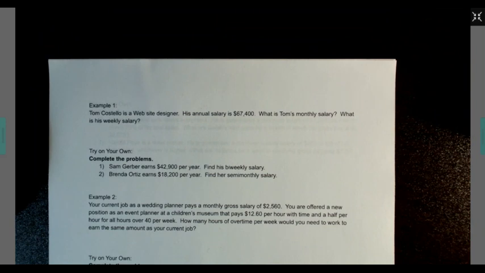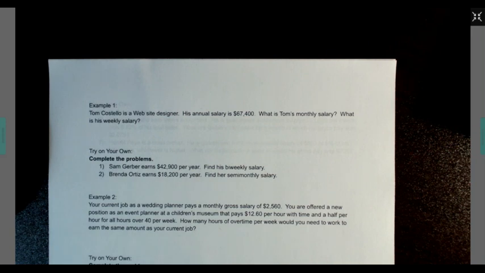Example 1 says, Tom Costello is a website designer. His annual salary is $67,400. What is Tom's monthly salary and what is his weekly salary? So I'm being actually asked two questions here. What am I getting paid weekly, or what am I getting paid if I got paid by the month?